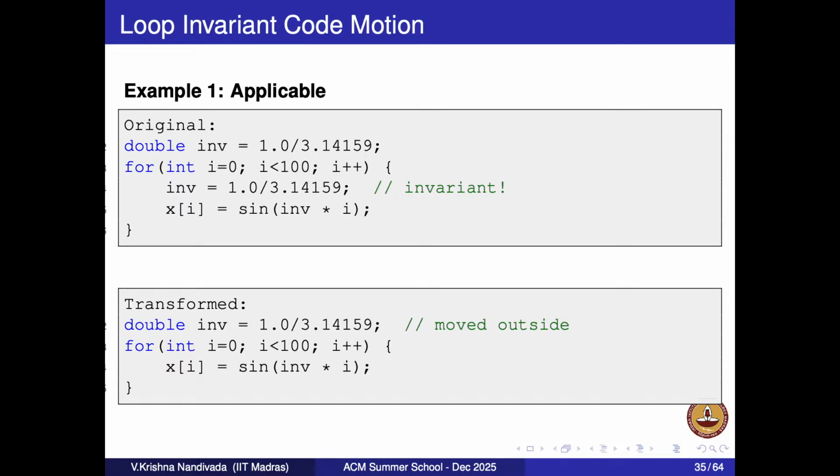I have a loop in which I am... oh, this shouldn't have been there. It's a typo. None of you can see this line. You can only see till this point. Double invariant declared there. So the invariant is calculated here, right? What I can do is move the computation outside, right? I just want to prove a point there.